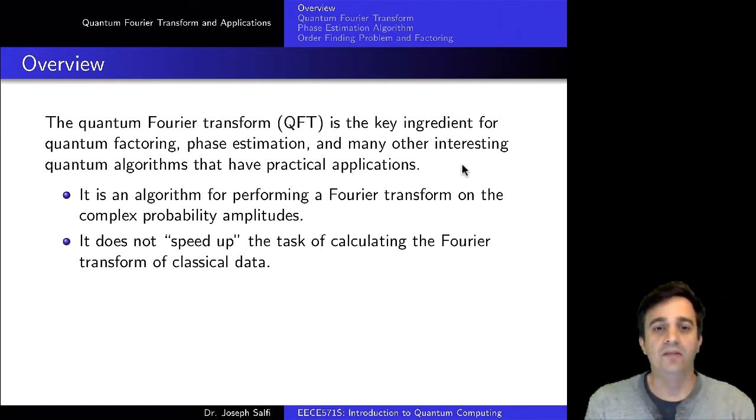However, one thing that's very important to understand from the beginning is that it does not really speed up the task of calculating the Fourier transform of classical data. And we really just have to look at our previous section on the gate model for quantum computing to understand why. That will become more obvious as we progress into our understanding of the quantum Fourier transform.